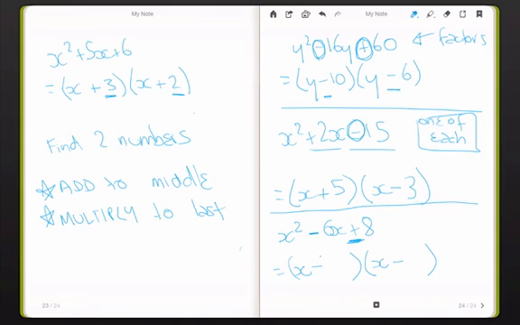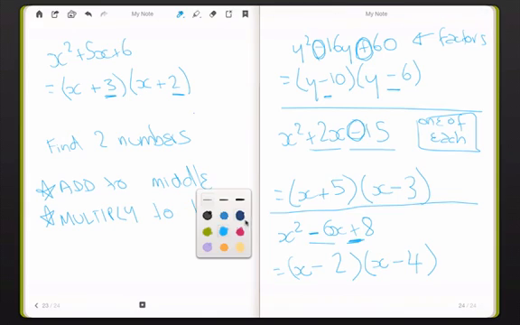I'm just giving you 2 seconds to think about it for yourself. How about negative 2 and negative 4? Negative 2 times negative 4 is positive 8, and negative 2 take away another 4 is negative 6. So this is the way that we want to factorize.